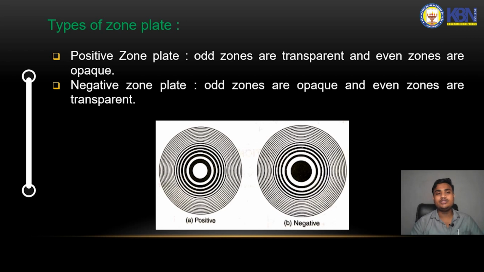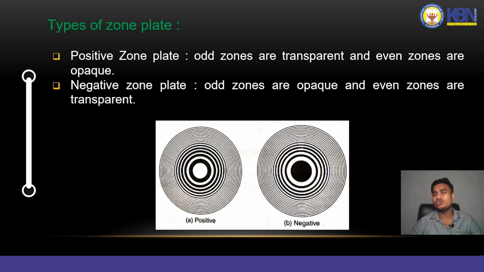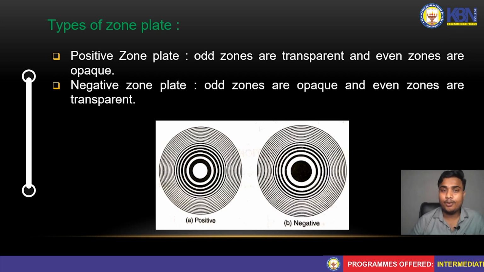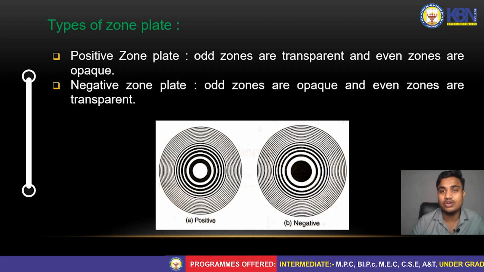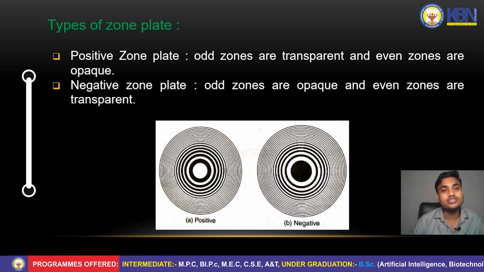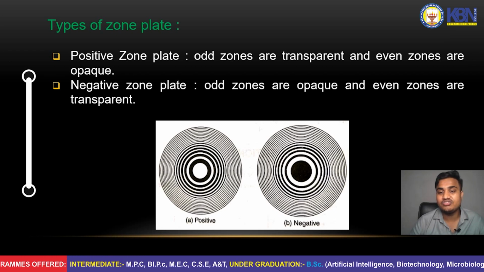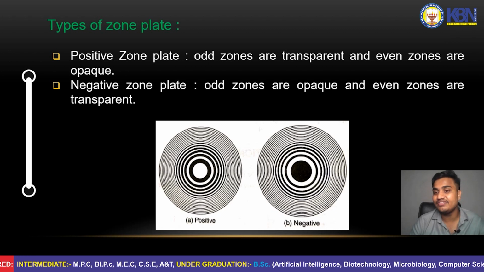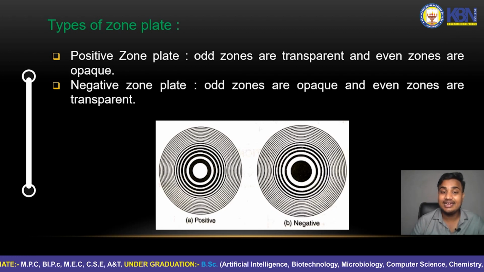Now, coming to the types of zone plates, the zone plate is divided into two types. The first one is a positive zone plate and the second one is a negative zone plate. A zone plate in which the odd zones are transparent and the even zones are opaque is called a positive zone plate. But a zone plate in which the odd zones are opaque and the even zones are transparent is known as a negative zone plate. These are the two types of zone plate.